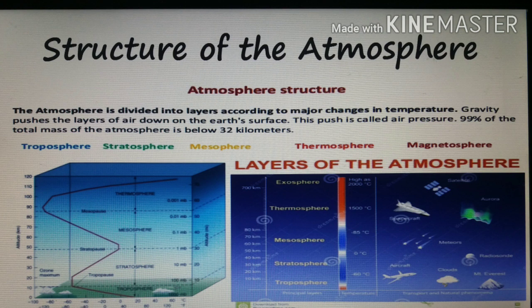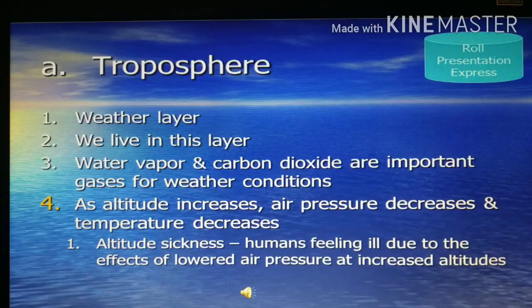99% of the total mass of the atmosphere is below 32 kilometers. Okay, that is in the troposphere and stratosphere, right? Already we know the troposphere is 13 kilometers in height and the stratosphere 50 kilometers, the mesosphere 50 to 80 kilometers, and the thermosphere 80 to 400 kilometers of height, and above that can be the exosphere, right?